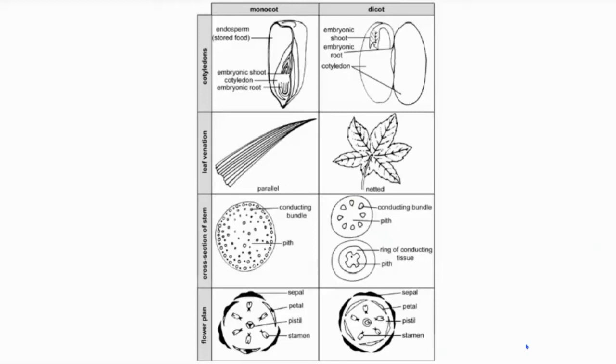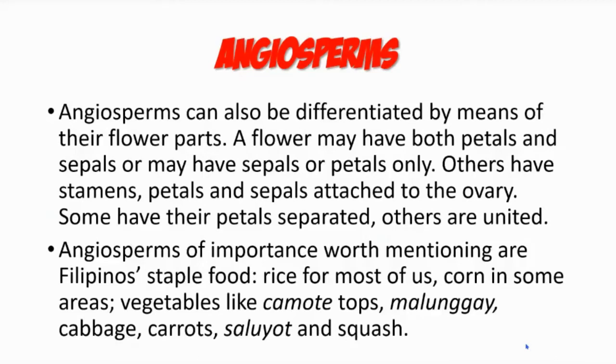Sa monocot, ma-determine natin na ang kanyang root is fibrous root, and then yung tap root naman is yung mga dicot. Ayan. So, balik tayo ulit, no? So, sa angiosperm ulit can also be differentiated by means of their flower parts. A flower may have both petals and sepals, or may have sepals or petals only.